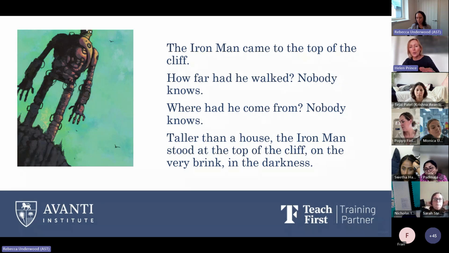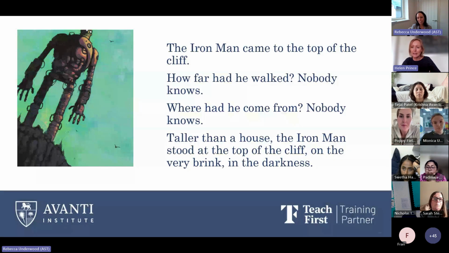Where you've got these rhetorical questions and this use of repetition, nobody knows. Where did he come from? Nobody knows. That's a great one to use for choral reading, but also one to be learned by heart, maybe as a homework. You go home over half term, when you come back, I want to see who knows this by heart. Who can perform it?